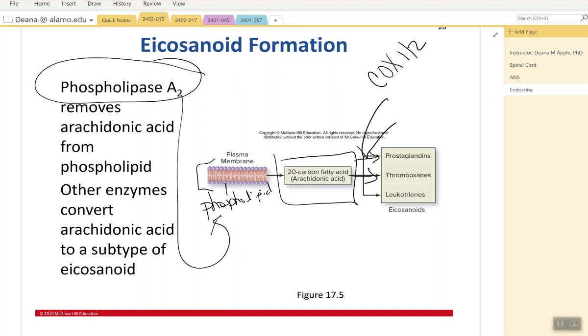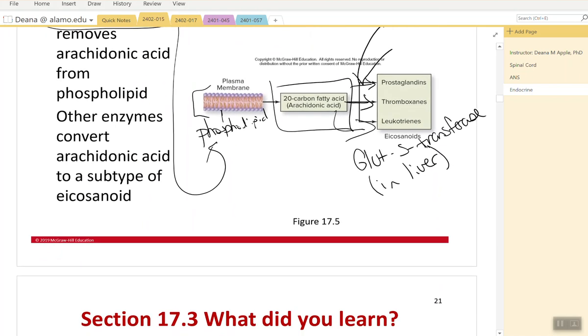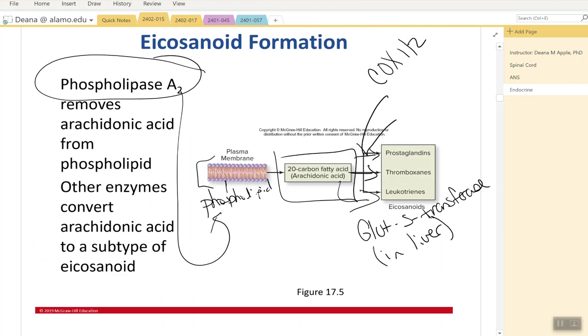Okay. The arachidonic acid can also be metabolized into leukotrienes. And this is through glutathione S transferase. Let's actually write that correctly. And in the liver. So those are the three primary products you get out through conversion of arachidonic acid to eicosanoids.